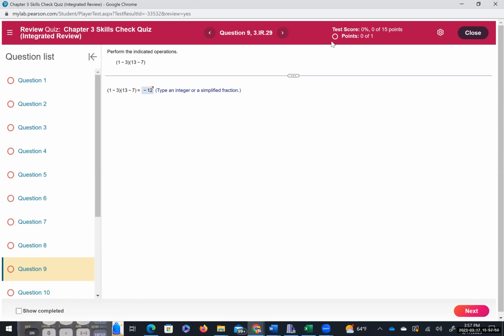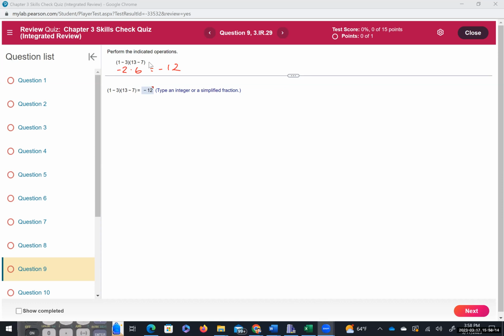Okay. So what they want you to do is perform the indicated operation here. By hand, you can think that you do the one in parentheses first. 1 minus 3 is negative 2. Times 13 minus 7 is 6. This is going to give you negative 12, right?